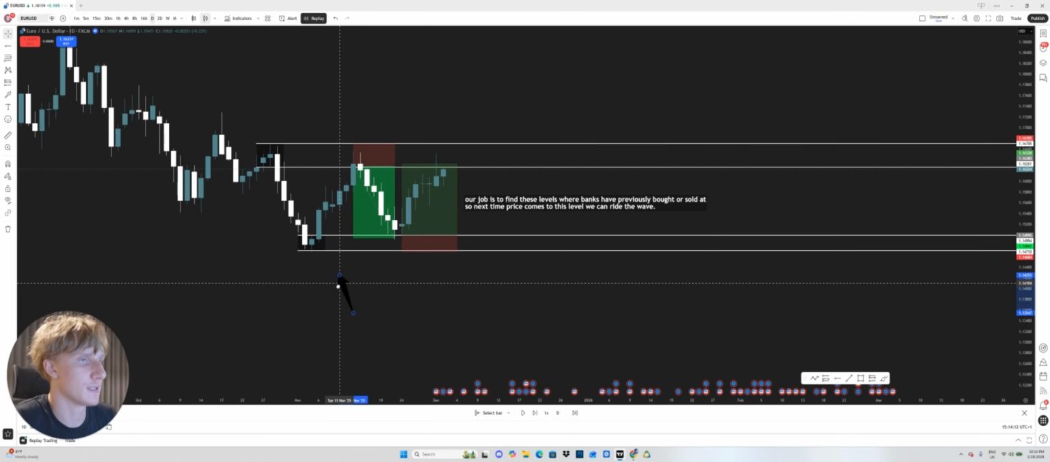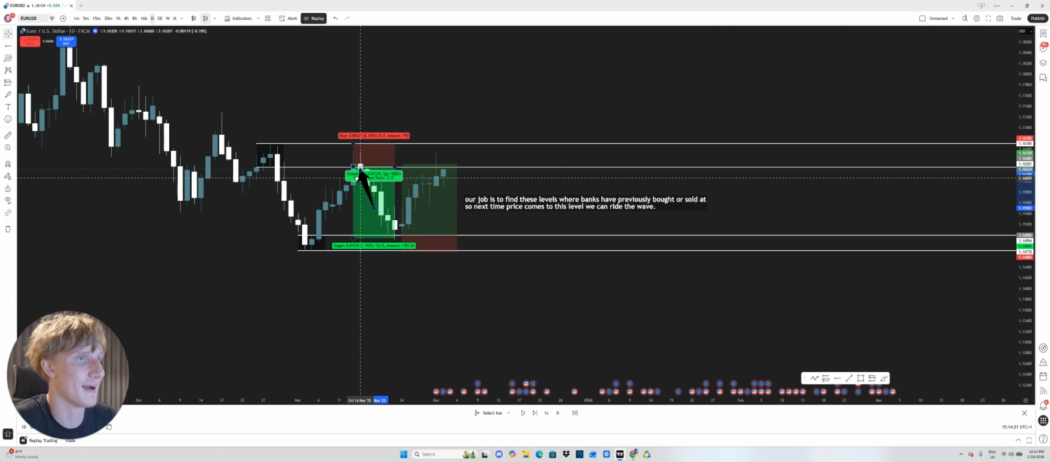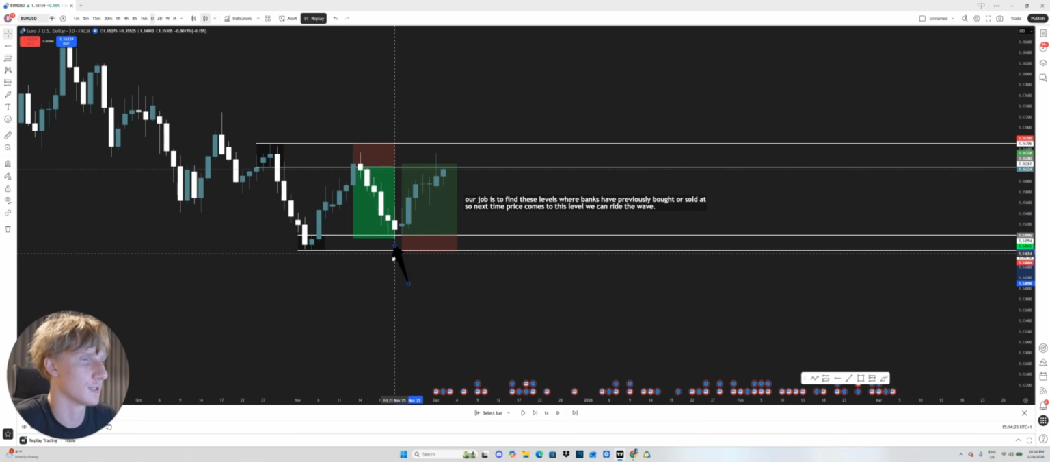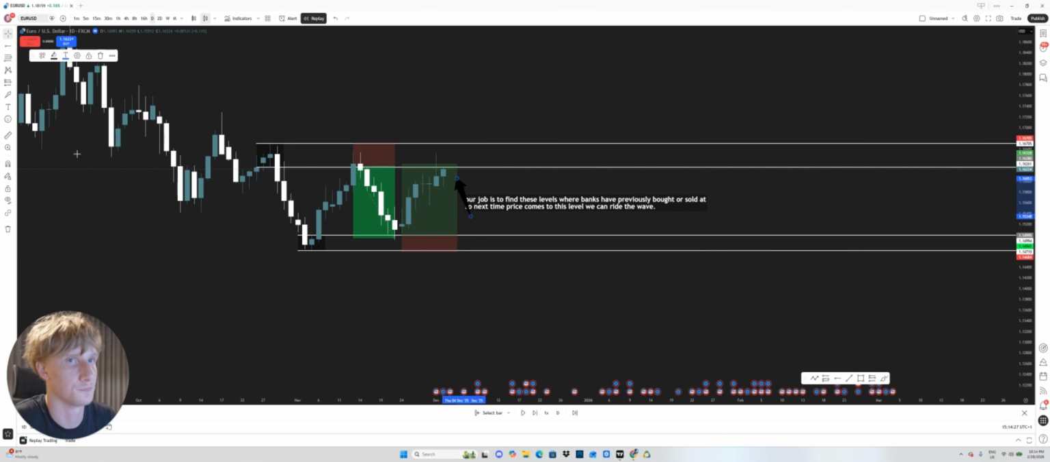So our job is very simple. We need to learn how to identify these areas where a bank has previously bought or sold at. So next time price comes back up to this level and more of their orders are filled, we can catch the wave, as you can see here and here.